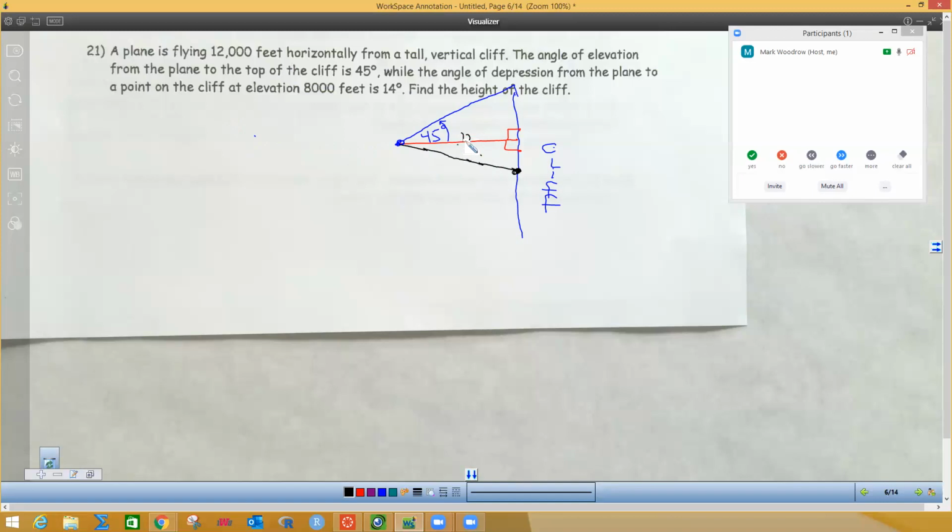Again, this part right here is 12,000 feet. That's the red segment. And the angle of depression right here is, where'd it go? 14 degrees. And he's looking at a point on the cliff that's at an elevation of 8,000 feet. Does anybody know what elevation of 8,000 feet means? Yeah, so from the ground, we're going to call this the ground, right? There's the ground. From the ground to this point right here is 8,000 feet.